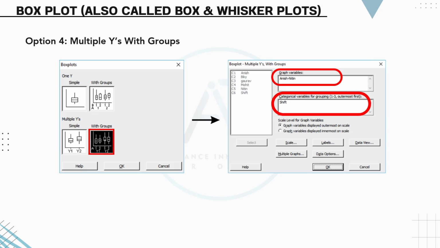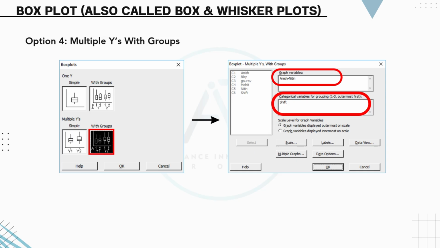This slide introduces Option 4. Multiple Ys, with groups in Minitab, which is used to create box plots for multiple numeric variables, each grouped by a categorical variable, all on a single graph. On the left side, we select the With Groups option under Multiple Ys. This is ideal when we want to compare how different metrics behave across groups, like comparing collections by different people across shifts. Once you click OK, the setup dialog shown on the right appears.